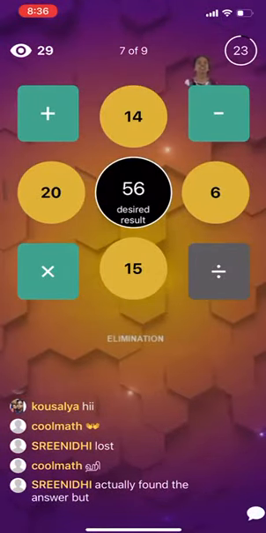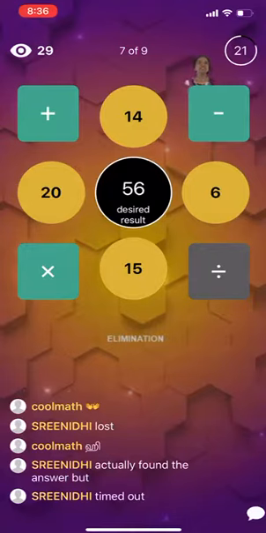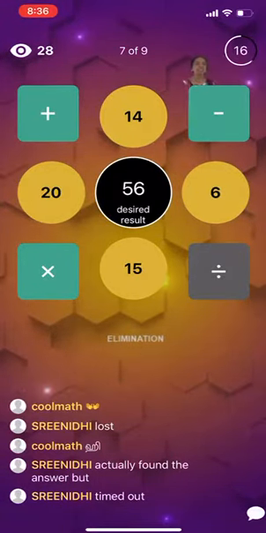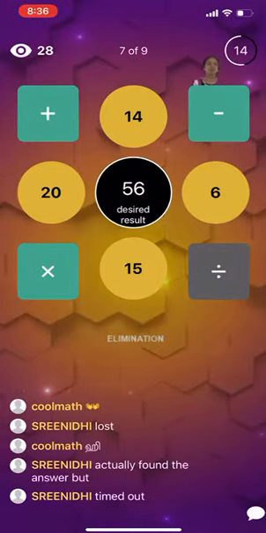Desired result is 56. Given numbers are 15, 6, 20 and 14. And the given operators are plus, minus and multiplication. Number of possible solutions is 8.